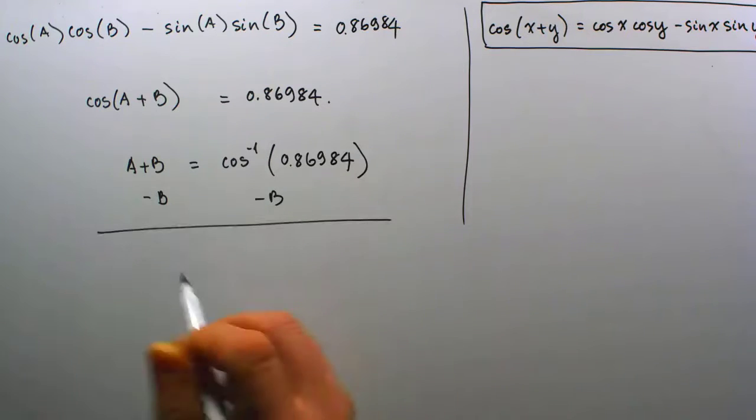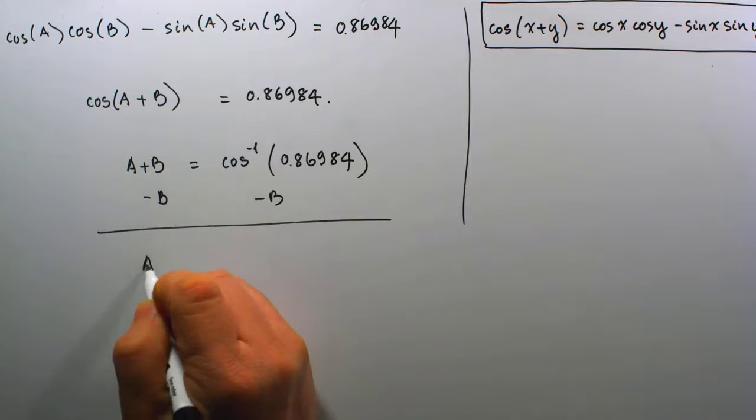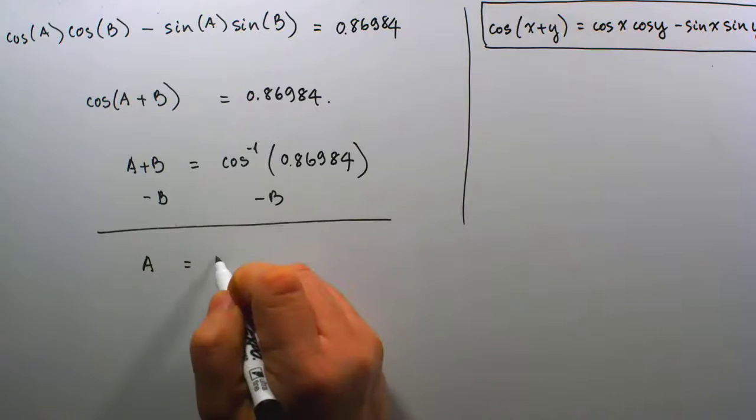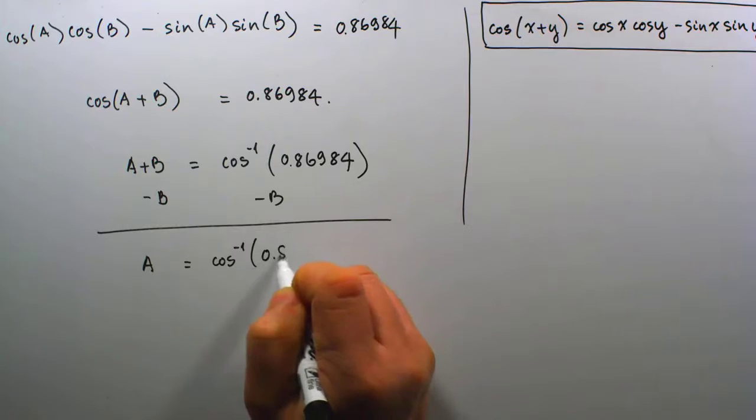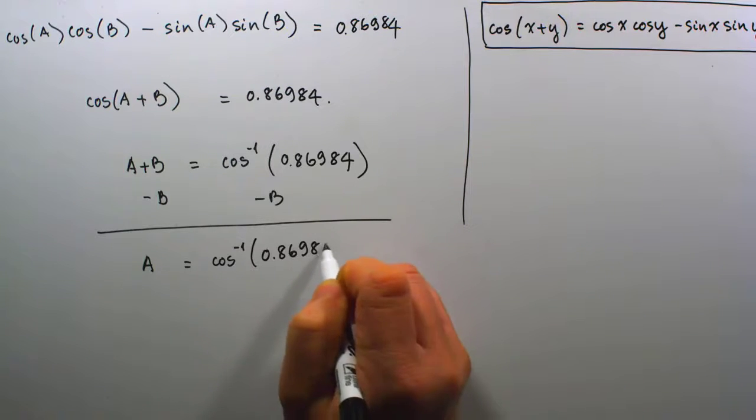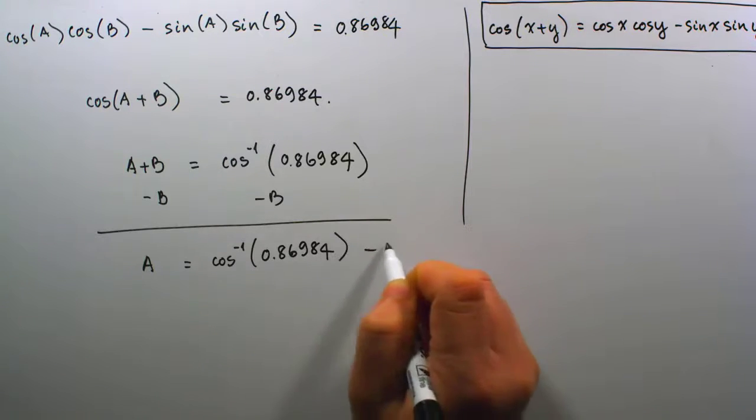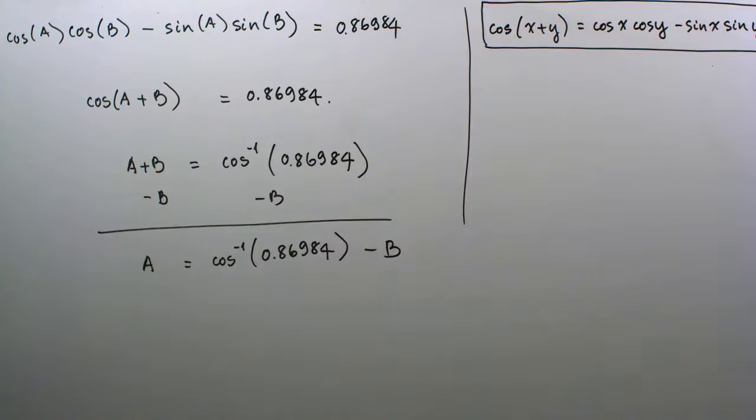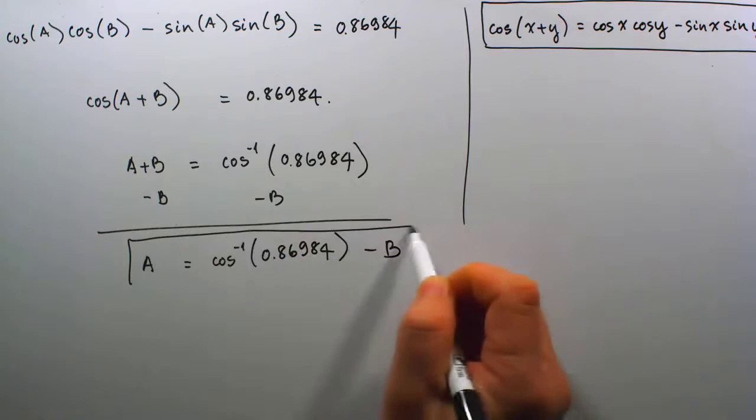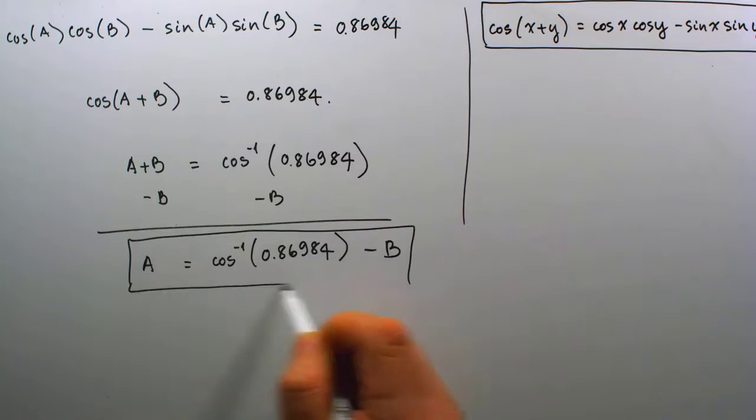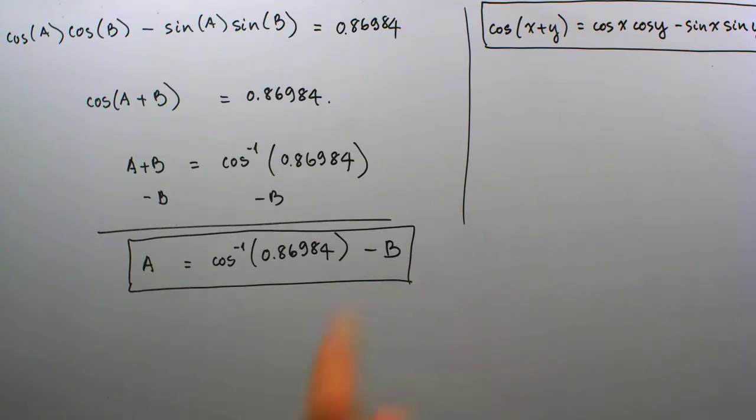So we're going to consequently end up with A equals cosine inverse of 0.86984 minus B. And so as a goal, we have reached our goal over here. We have now expressed our angle A in terms of B.